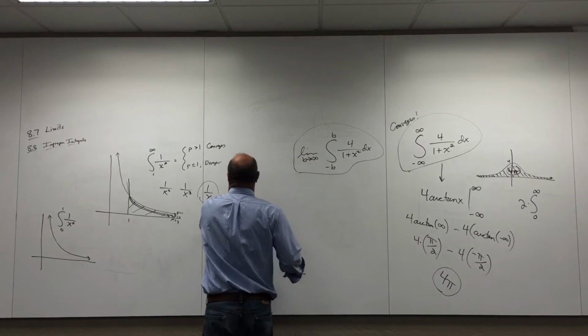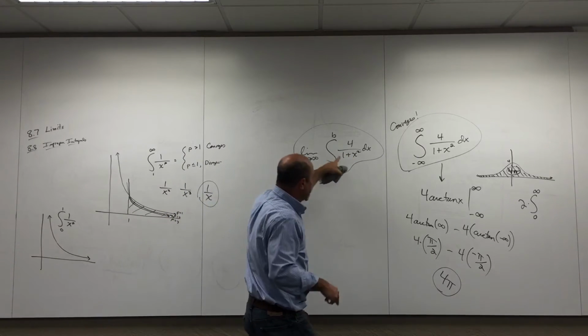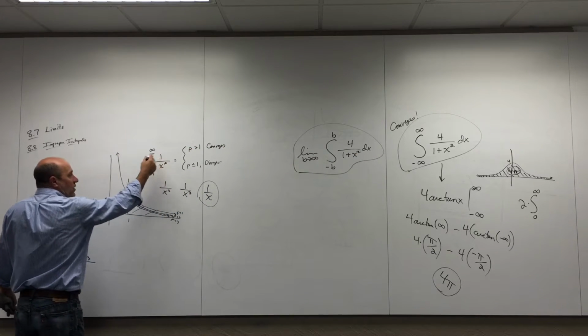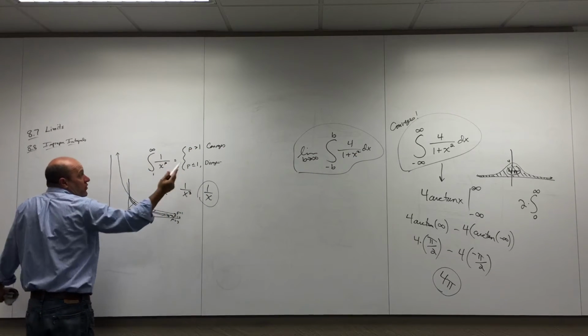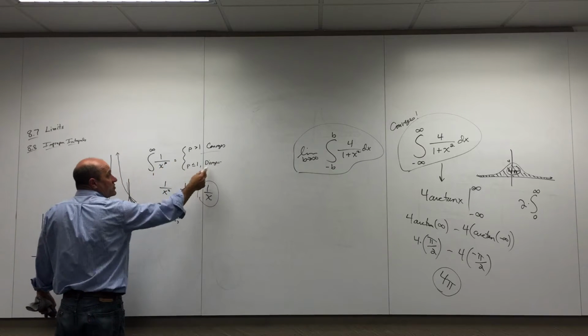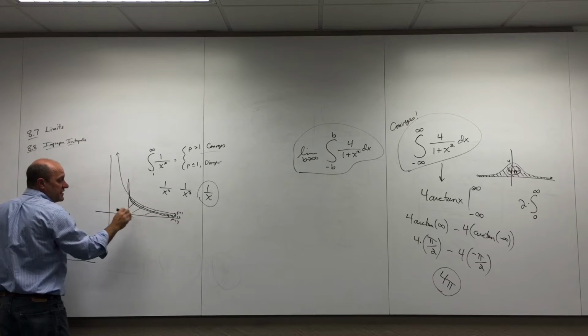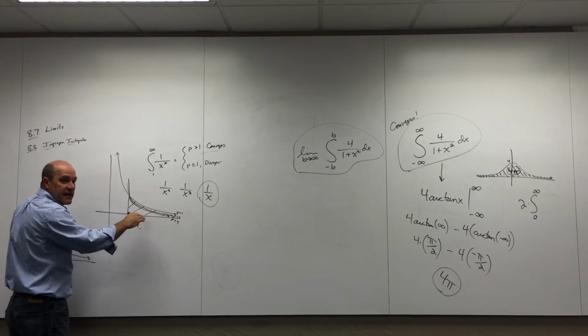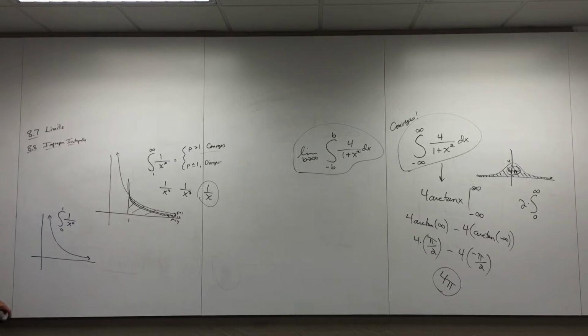There are all kinds of cool improper integrals like this one and this one and this one, but this is one famous category. They converge when p is greater than 1, and they diverge when p is less than or equal to 1. It's about this picture and being tight enough to the x-axis to converge or not.